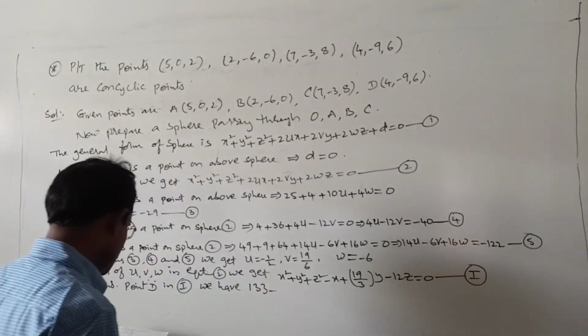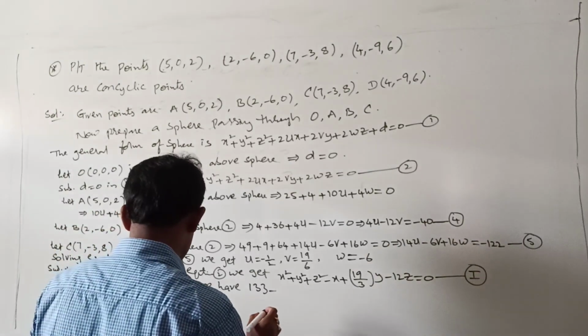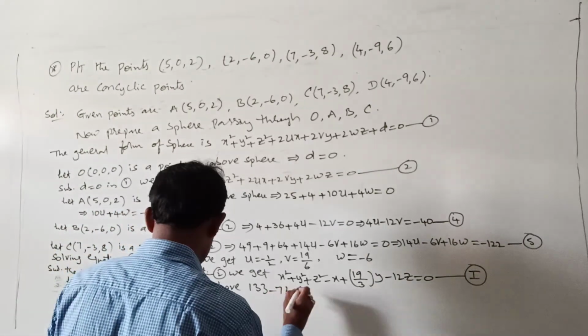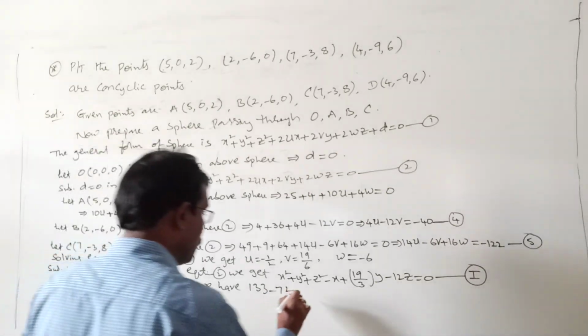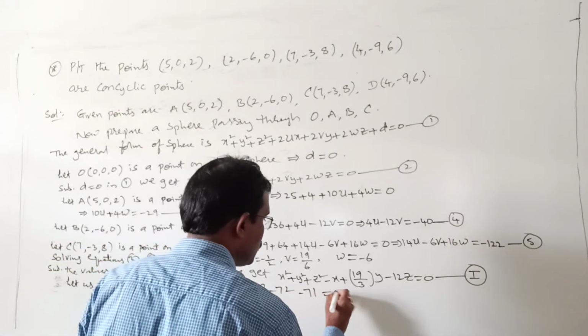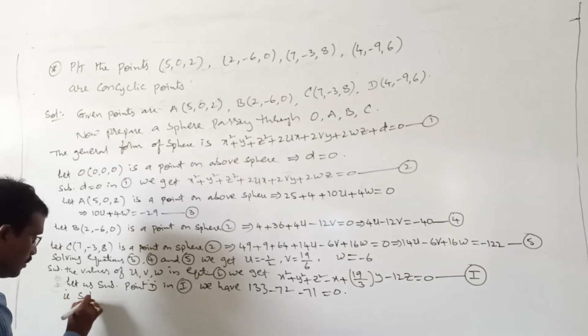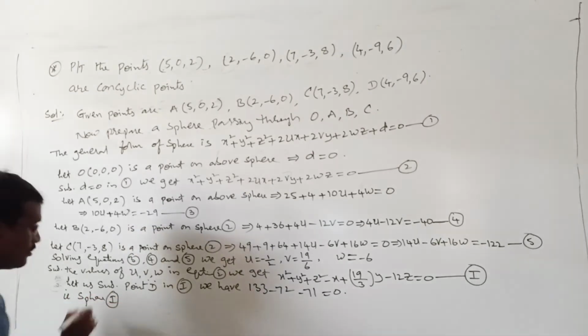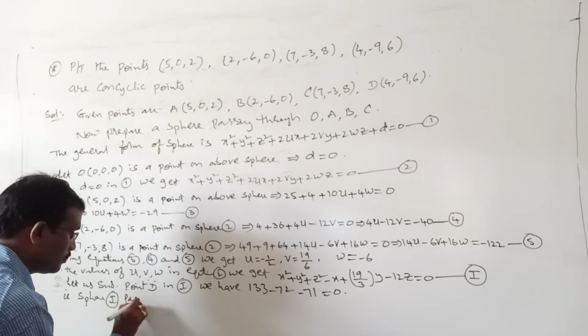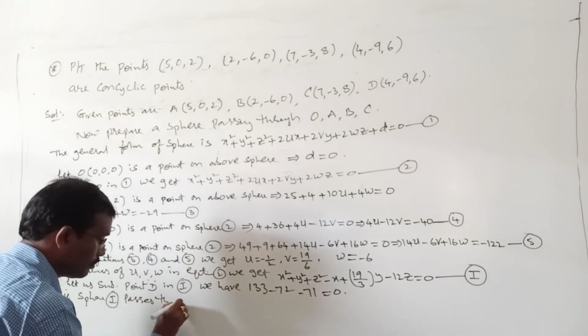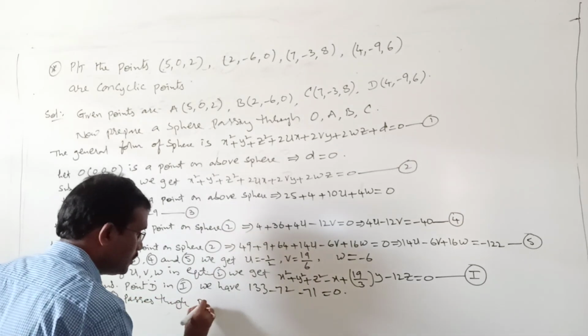133 minus 72 minus 71, which is equal to 0. That is, sphere equation 1 passes through point D.